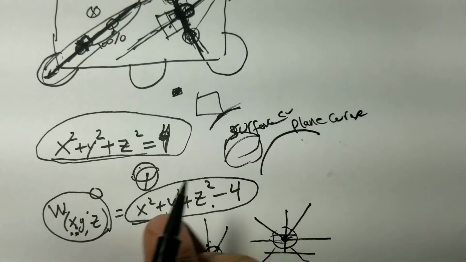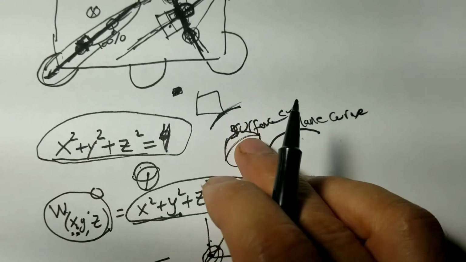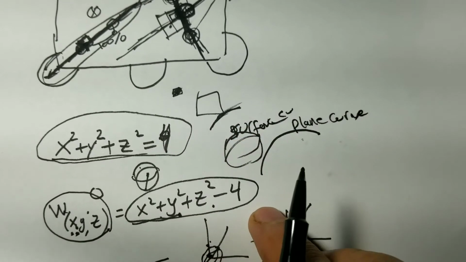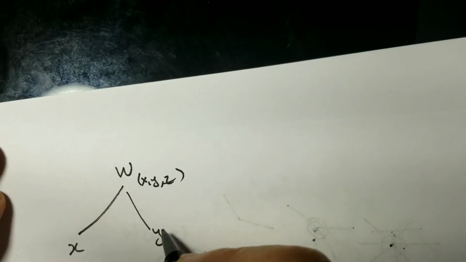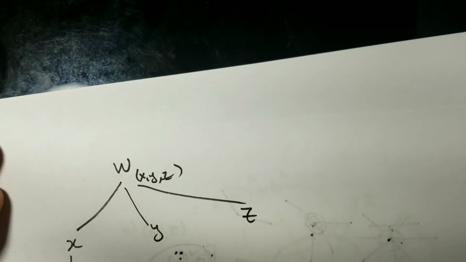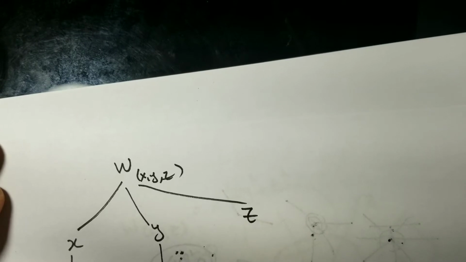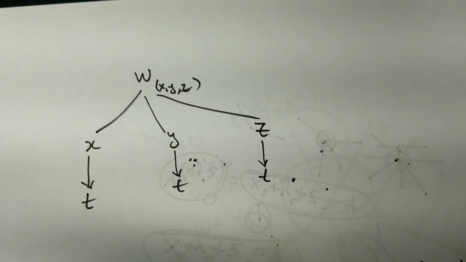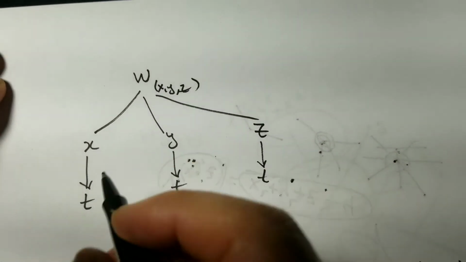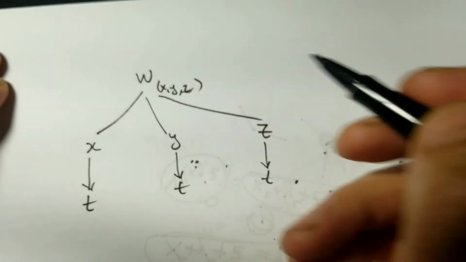Right now, in order to make it a plane curve and a surface curve, I have to parameterize it. This means your x, y, z has to be a function of another parameter. Therefore, I'm going to say if I have a W of x, y, z, and this one is a function of x, and this is a function of y, this is a function of z, I make this one become a function of t. That is the parameterization. Then how many paths take you to W?